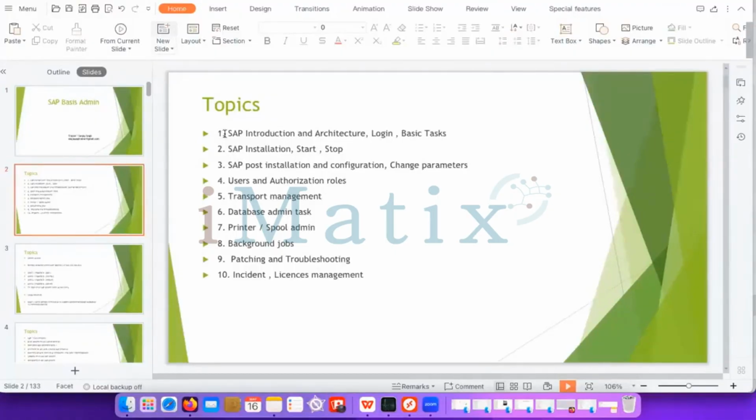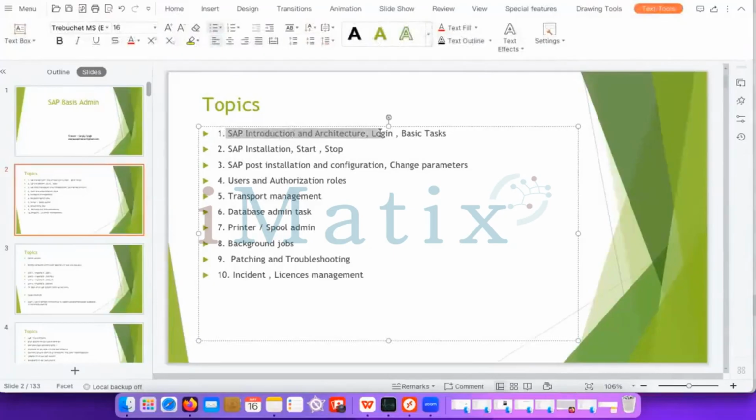Our first topic today is SAP Introduction and Architecture. How to log in into the SAP system. What are the basic tasks as a Basis consultant? What tasks do you have to perform?